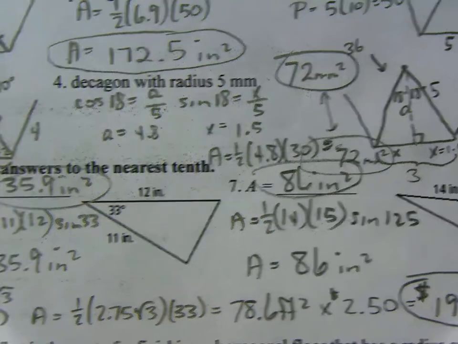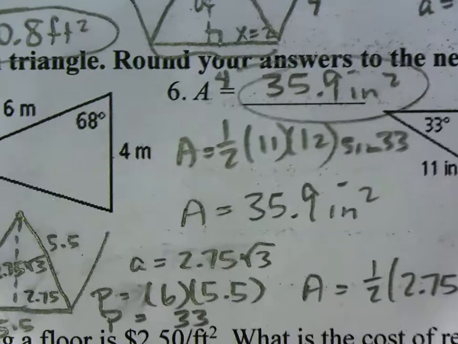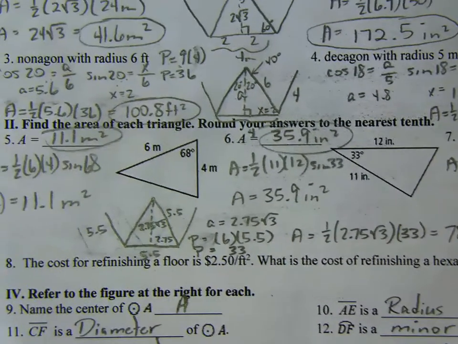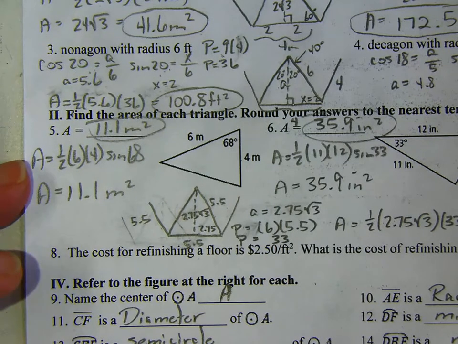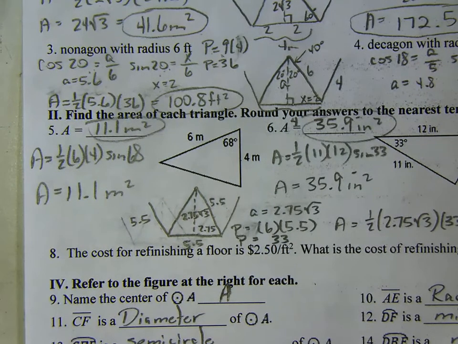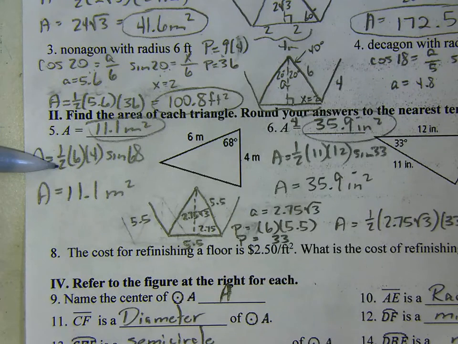These next problems are just find the area of a triangle using side, angle, side. It's a simple formula. Again, don't leave off the 1/2. 1/2 is in most of our formulas. So the area is equal to 1/2 the two sides multiplied by the sine of the angle. So 1/2 of 6 times 4 times the sine of 68 is 11.1 meters squared.